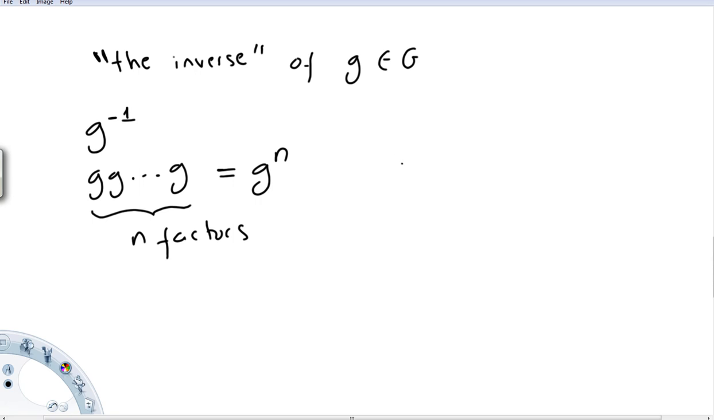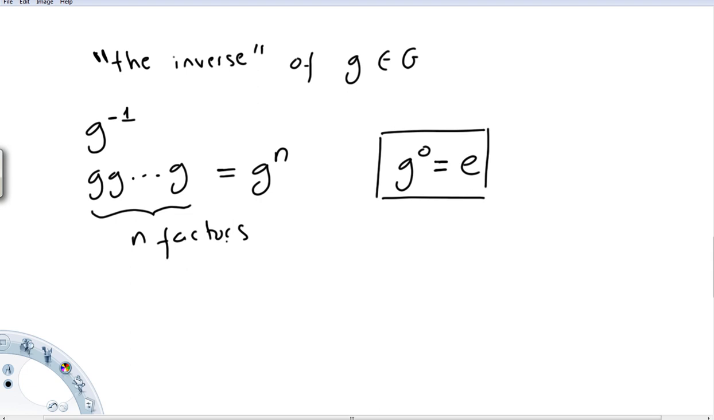And we define G to the power of 0 as being the identity. This is known in basic algebra as any number to the power of 0 equals 1, right? So this is the same idea. G to the power of 0 is the identity, this is a definition.